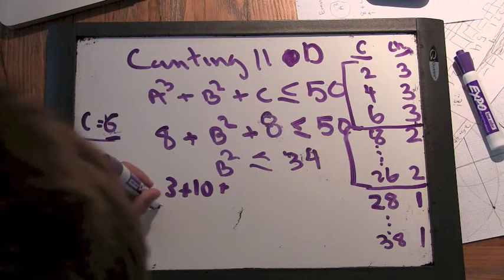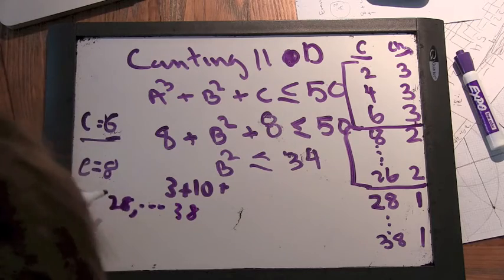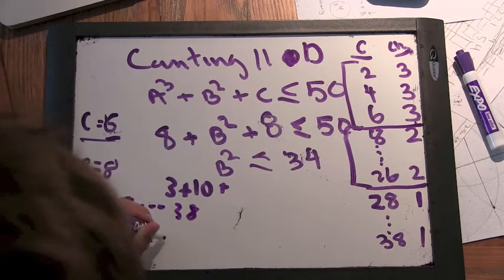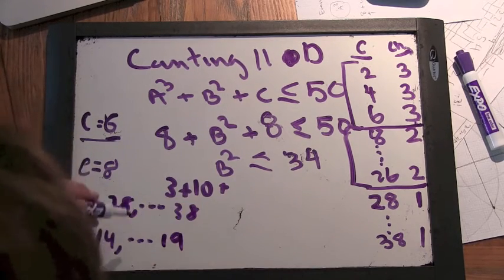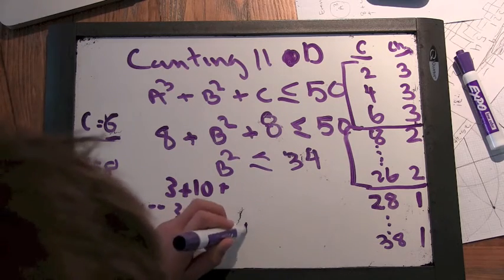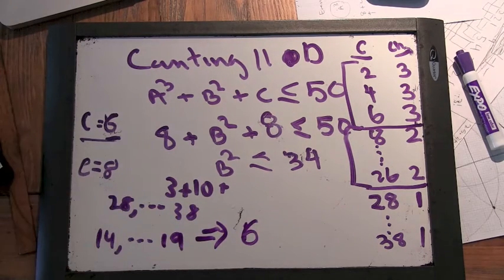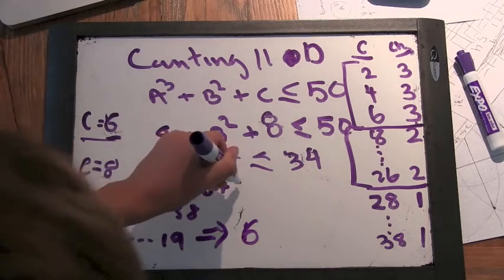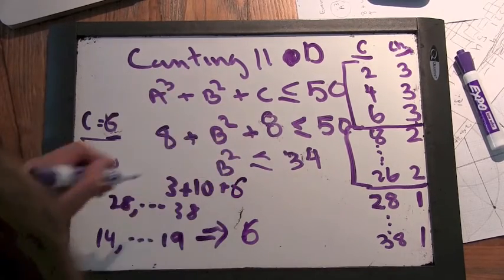28, all the way up to 38, 14, all the way up to 19. Then subtract 13 from everything, and you get 6 numbers. Okay. Great. So we got 6 numbers. All right. 3 plus 10 plus 6.